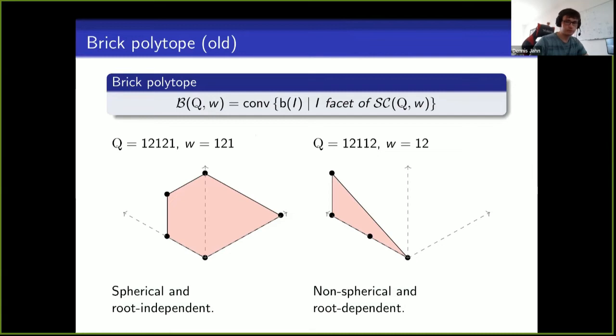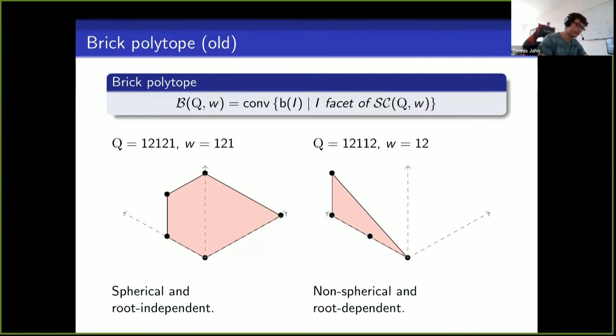With a brick vector, we can associate a polytope to the Subword complex, and this is the brick polytope. It's defined just as the convex hull of all brick vectors of all facets. For the two examples of Subword complexes I've shown you before, we have these two brick polytopes right here. This is the spherical example, and this is the non-spherical example.